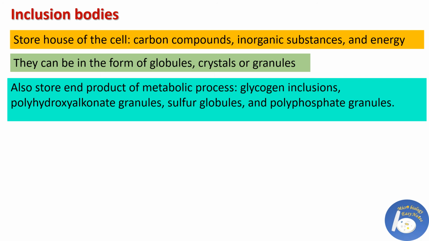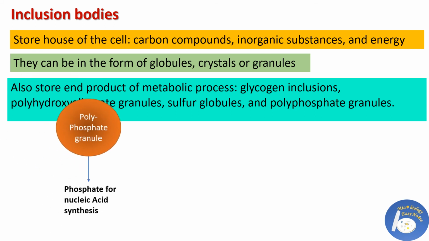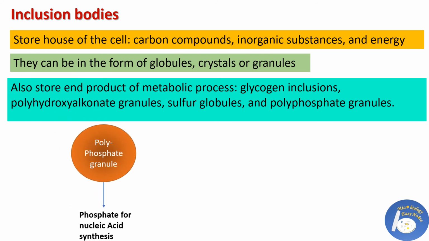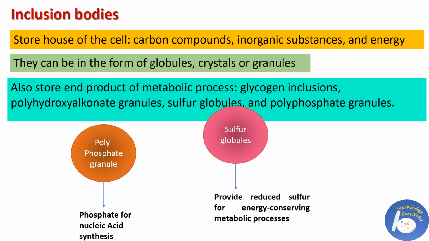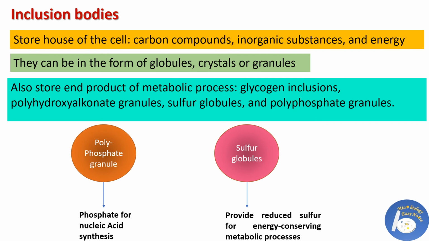Some store end products of metabolic processes, and this stored material is used by the microbes when they are in a nutritionally deficient environment. The most common storage inclusions are glycogen inclusions, sulfur globules, and polyphosphate granules. Polyphosphate granules store the phosphate needed for synthesis of important cell constituents such as nucleic acid. Sulfur globules are used in energy conserving metabolic processes.